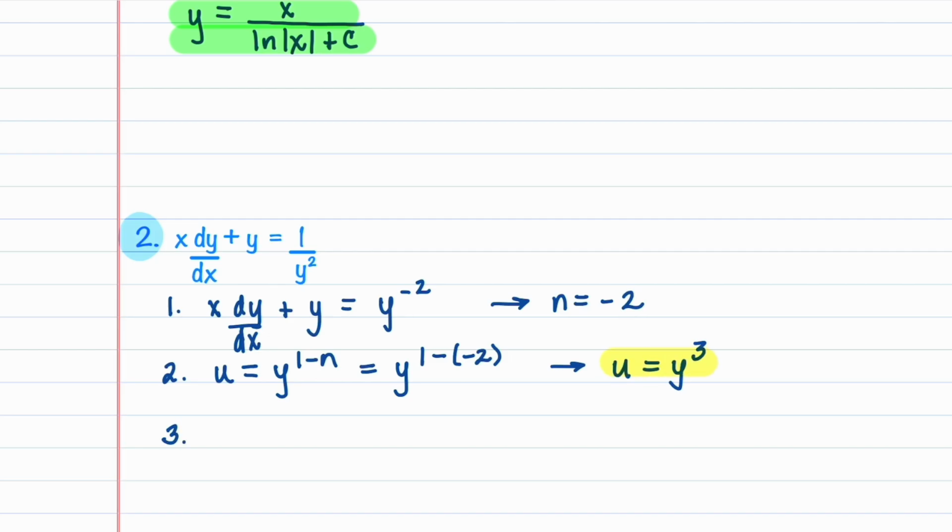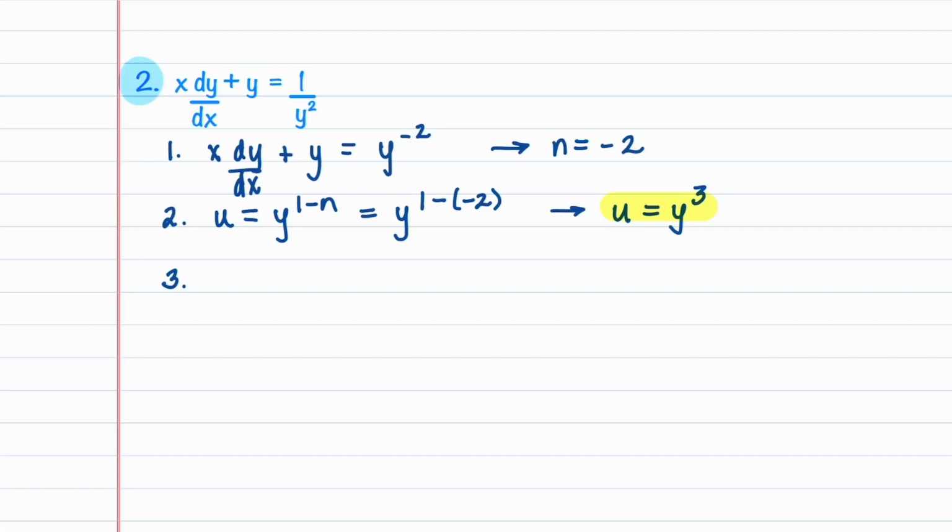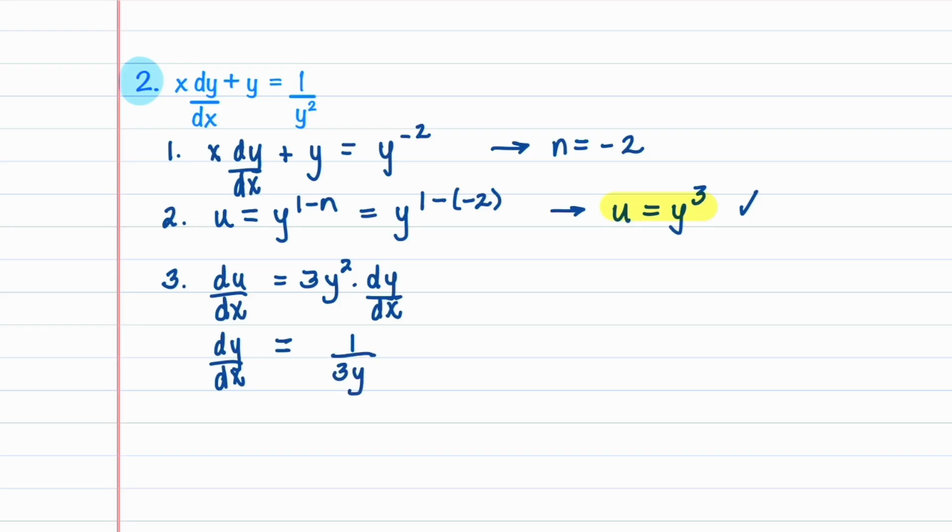Now we're going to find du dx and then dy dx. Du dx, we're looking right over here on the right-hand side, is equal to 3y squared times dy dx. And then we can solve for dy dx. And we see that it is 1 over 3y squared times du dx.